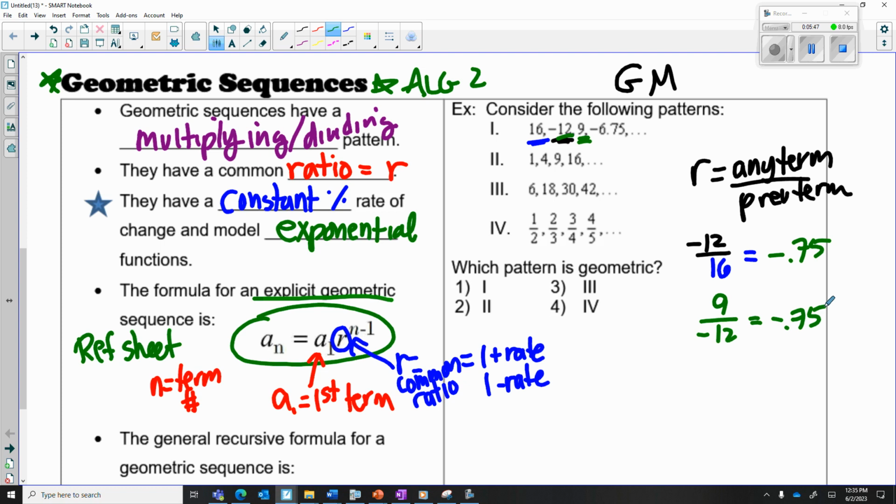So notice that the numbers are going down, which means decay. You're actually multiplying by a common ratio of negative 0.75. So the answer is choice 1.